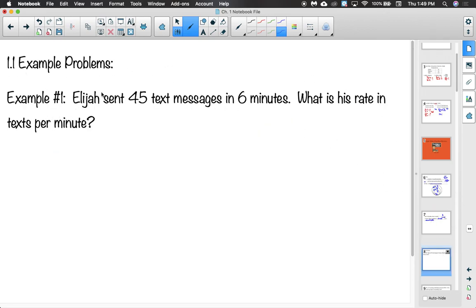So here's our first example. Elijah sent 45 text messages. I'm going to abbreviate that by writing TM. 45 text messages in 6 minutes, and I'm going to abbreviate that by writing MIN. What's his rate in texts per minute? So they're asking us to write the rate and then change it to a unit rate. So remember, very important, money in the top, time in the bottom.